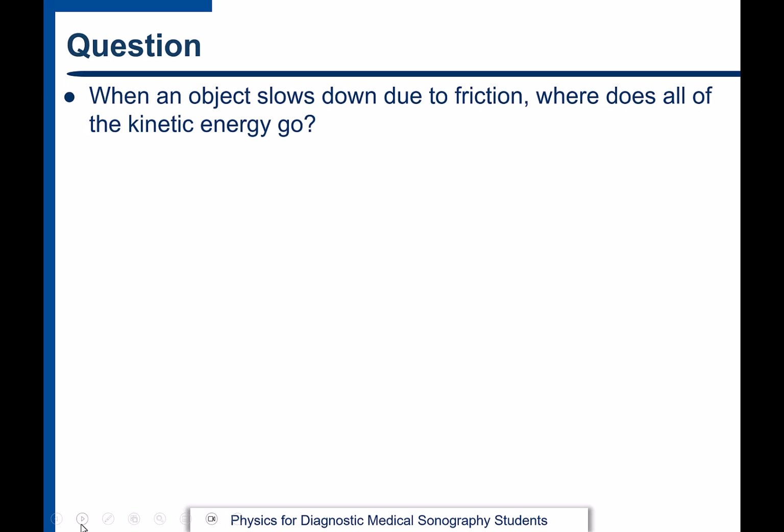Here's a question. When an object slows down due to friction, where does all the kinetic energy go? One of the things I want you to pay attention to is that over the last number of slides, we've been talking about the kinetic energy of the molecules and atoms inside an object. But now we're talking about kinetic energy like we did when we were talking about energy in motion. So here I've got an object, and let's say that it has some initial velocity v0 of 2 meters per second.